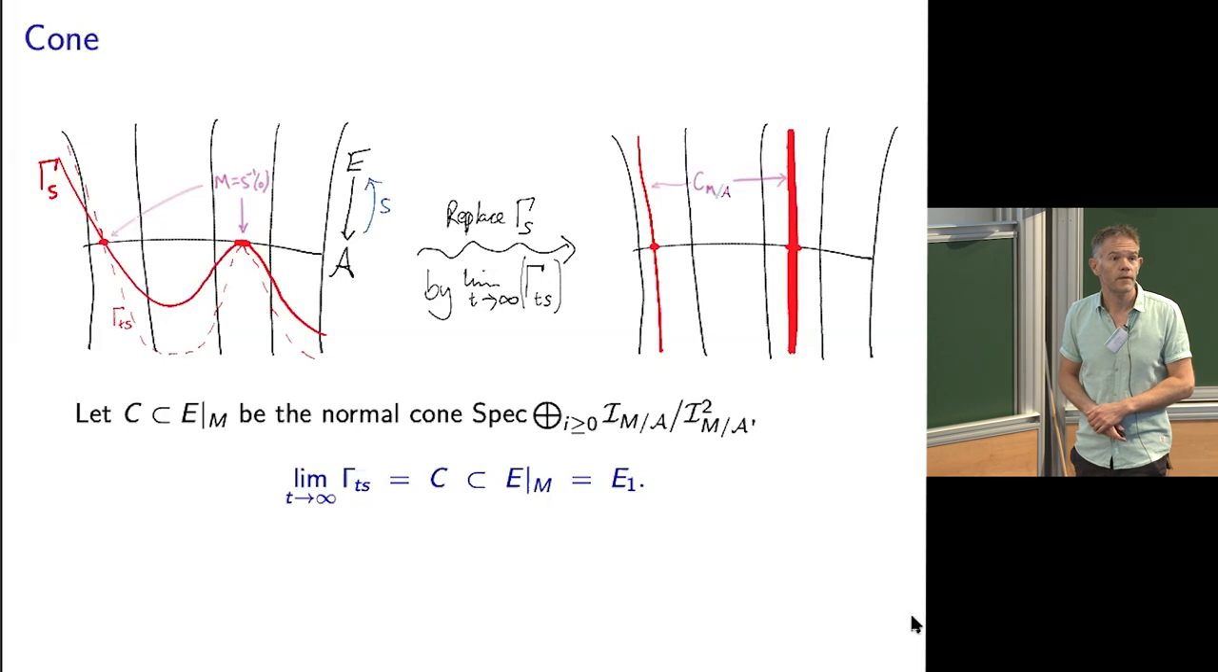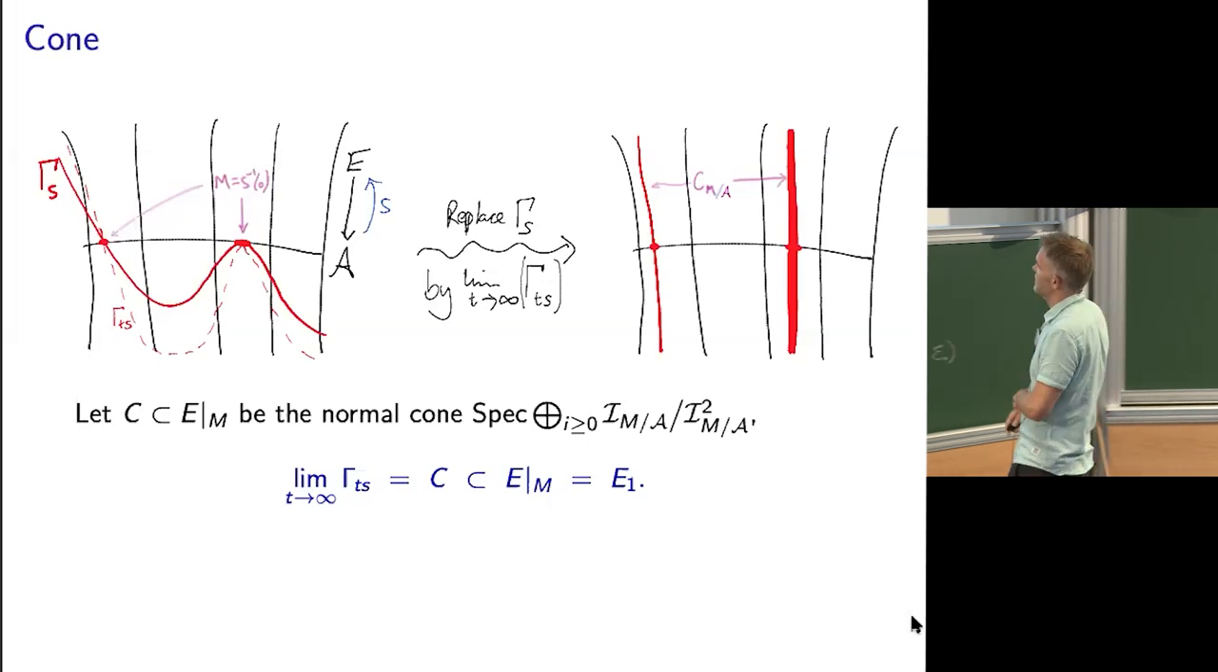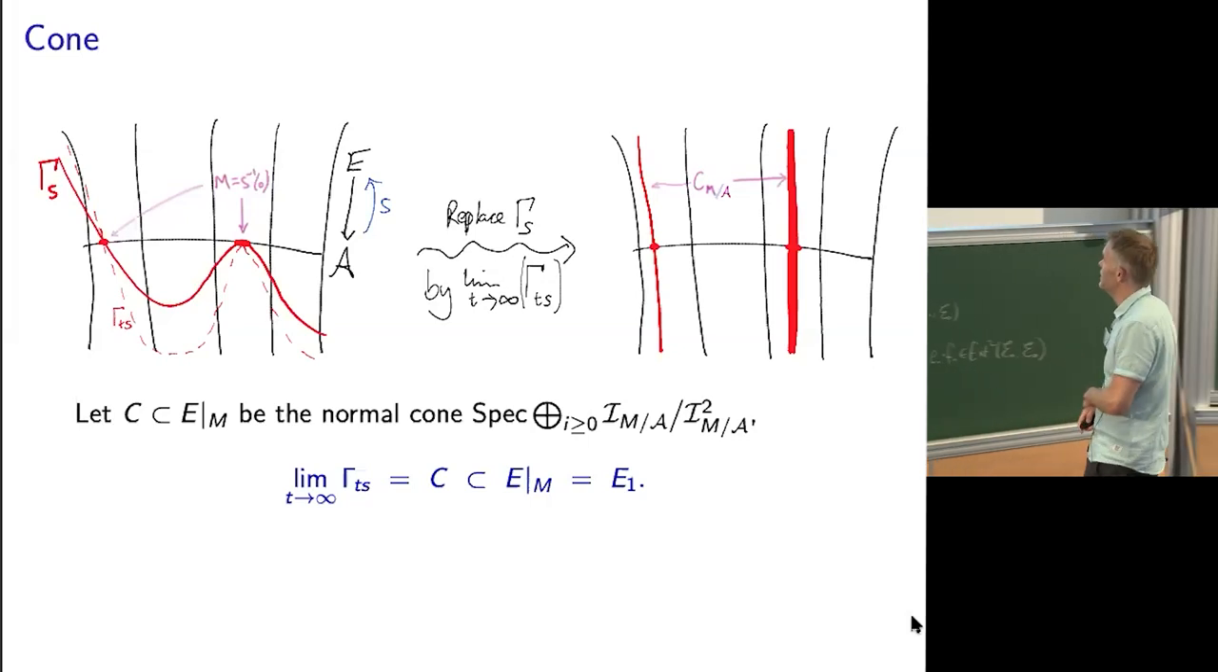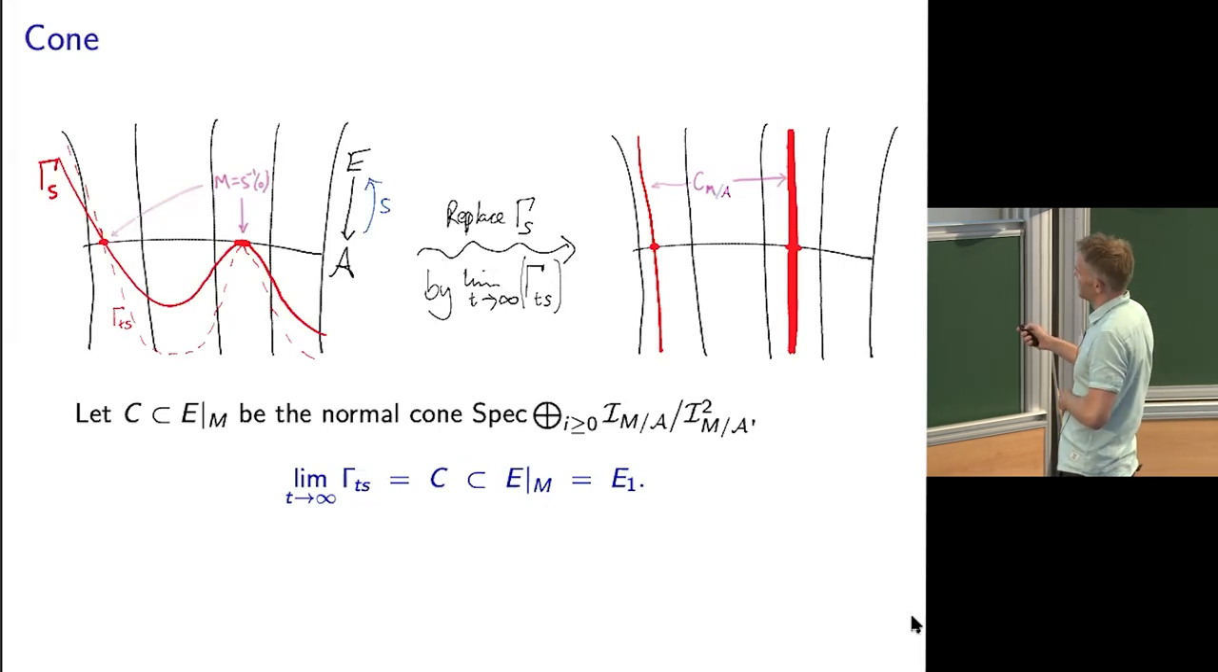Some powers over your ideals. Sorry? Yeah, oh yeah, that's not good. Okay, well, you know who to blame. Yeah, sorry, that should be to the power of I and to the power of I plus 1. I'll correct it and send it for the notes on the web. So this should be the ideal to the I over the ideal to the I plus 1.